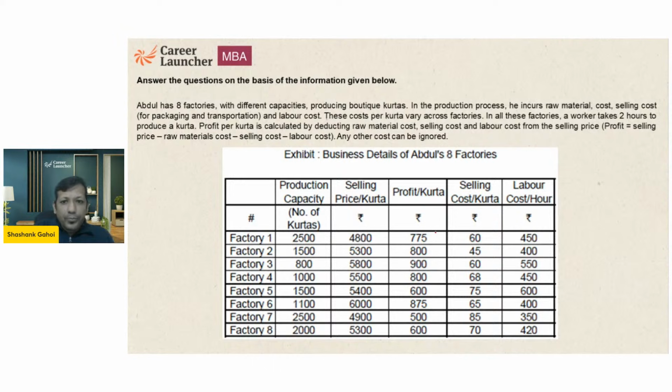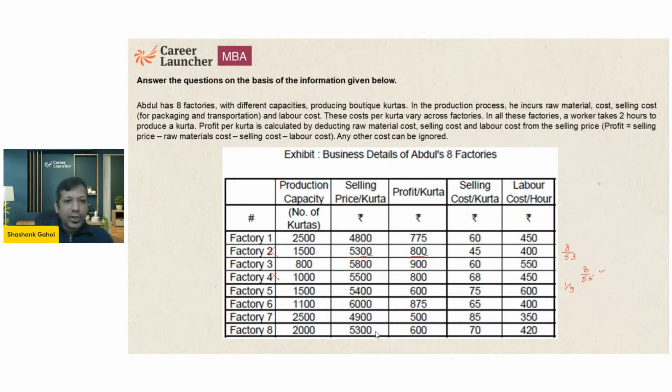So for 2, it is 800 divided by 5300. So 8 by 53. Okay, it is close to 1 by 7. For factory 4, it is 8 by 55. So definitely this value is lower than this value. So factory 2 cannot be the answer. Now it is going to be 600 divided by 5400. That is going to be definitely 1 by 9, 6 by 54. So factory 4 also cannot be the answer.